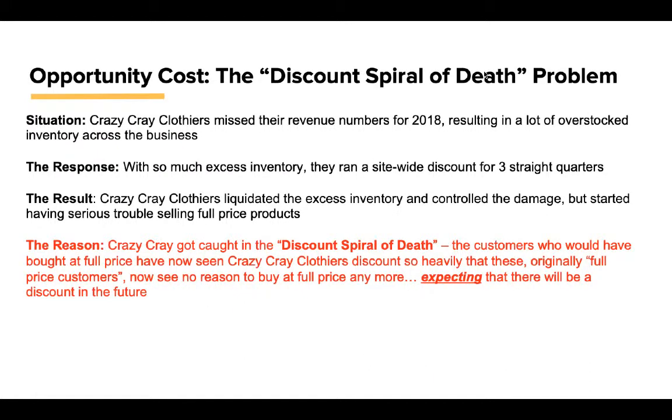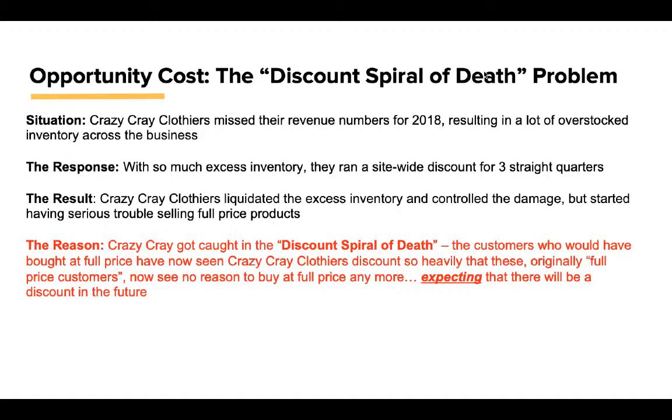Here's a major problem that this opportunity cost exercise and inventory management exercise solves. The discount spiral of death problem, if that wasn't dramatic enough for you. So here's the situation. Crazy Craig Clothiers missed their revenue numbers for 2018, resulting in a lot of overstocked inventory across the business. The response that Crazy Craig initiated was, with so much excess inventory, they ran a site-wide discount for 3 straight quarters. And as a result, Crazy Craig Clothiers liquidated the excess inventory and controlled the damage and the bleeding.